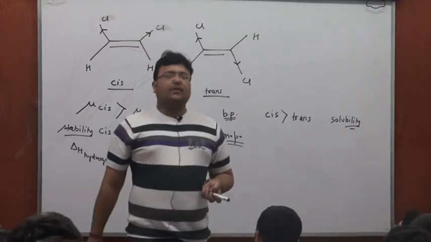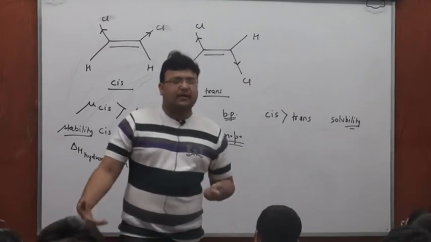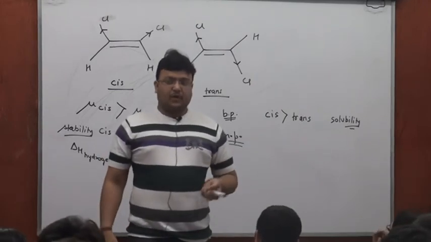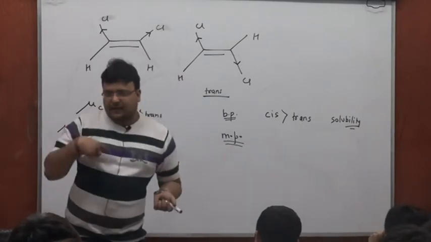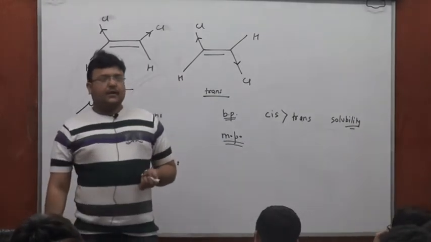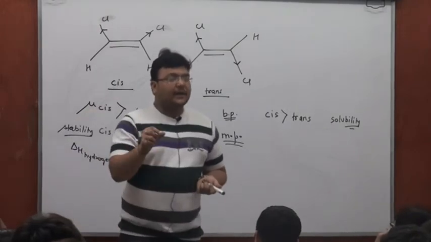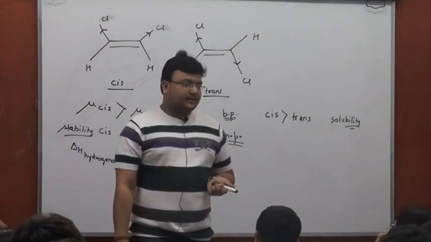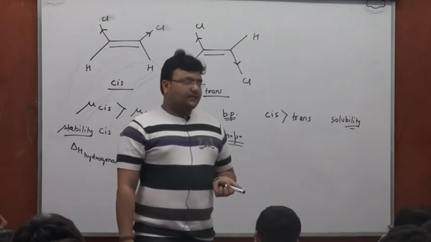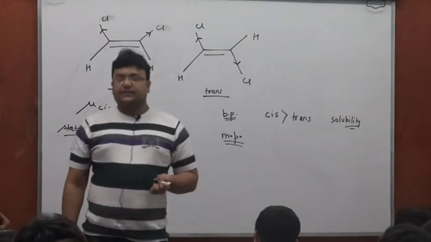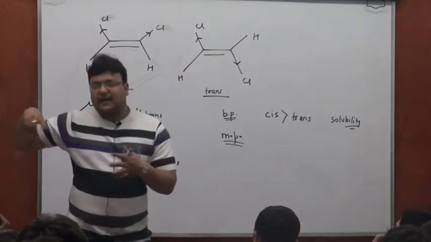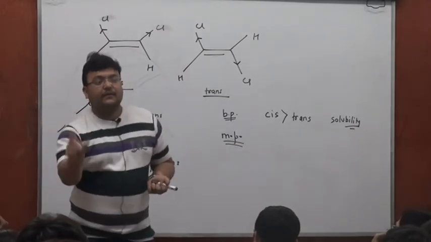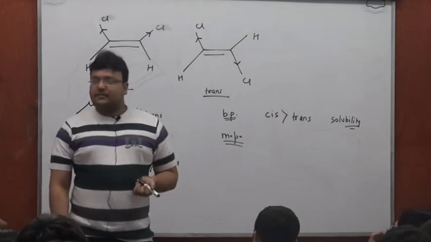Now in general, molecules which are a little unsymmetrical, which are anti, are better fitted in a crystalline lattice. Those molecules with an anti structure, a zigzag structure, are going to fit better in a crystalline lattice.